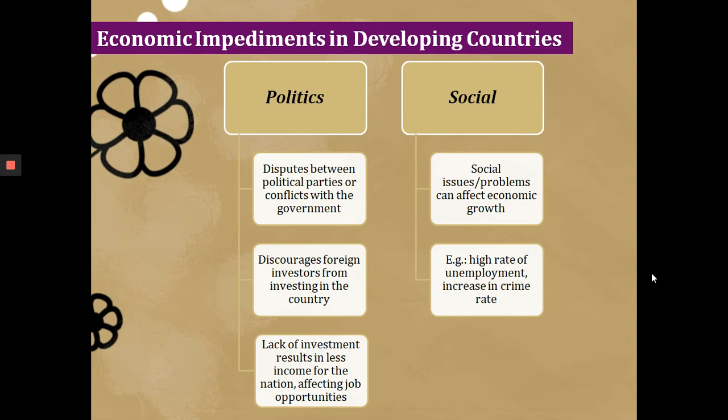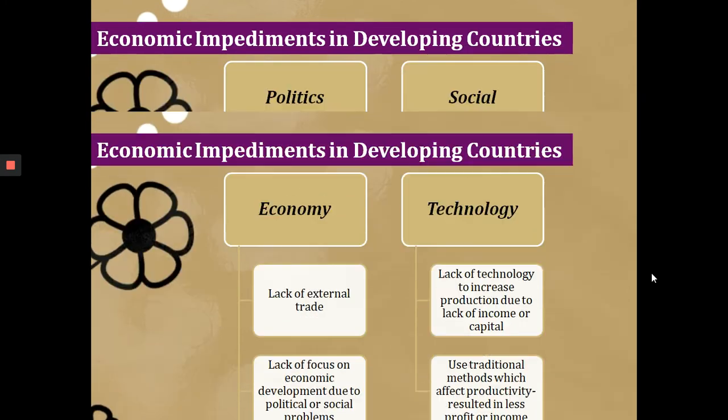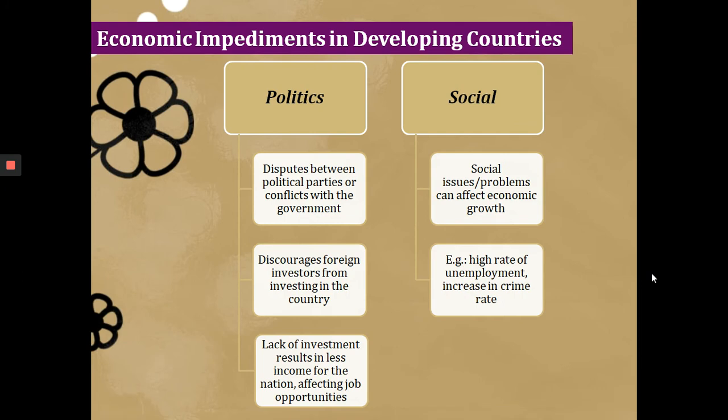Alright, economic impediments in developing countries. Okay, so I think there are 4. Okay, betul lah. Okay, 4 impediments. Impediments ni penghalang-penghalang dalam ekonomi yang actually boleh distort the economic level of the nation lah. Okay, for example, the first one is politics. Okay, kenapa ekonomi tidak berkembang is because of the political problem. Okay, for example, dia bilang sini dispute between political parties, okay, or conflict with the government.